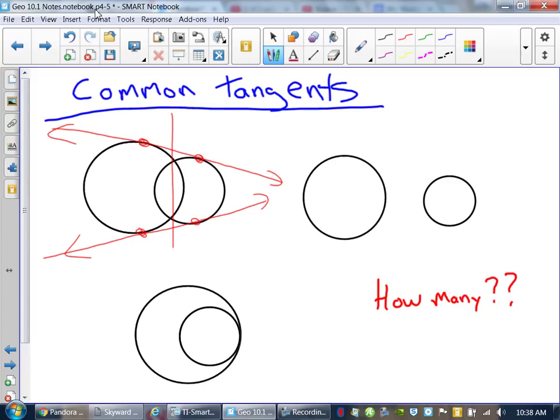Yeah, absolutely, because remember when we have common external tangents? Those two segments would have been the same. And that's where this comes from. If I go to the other one, I can do the same idea here and go between them.